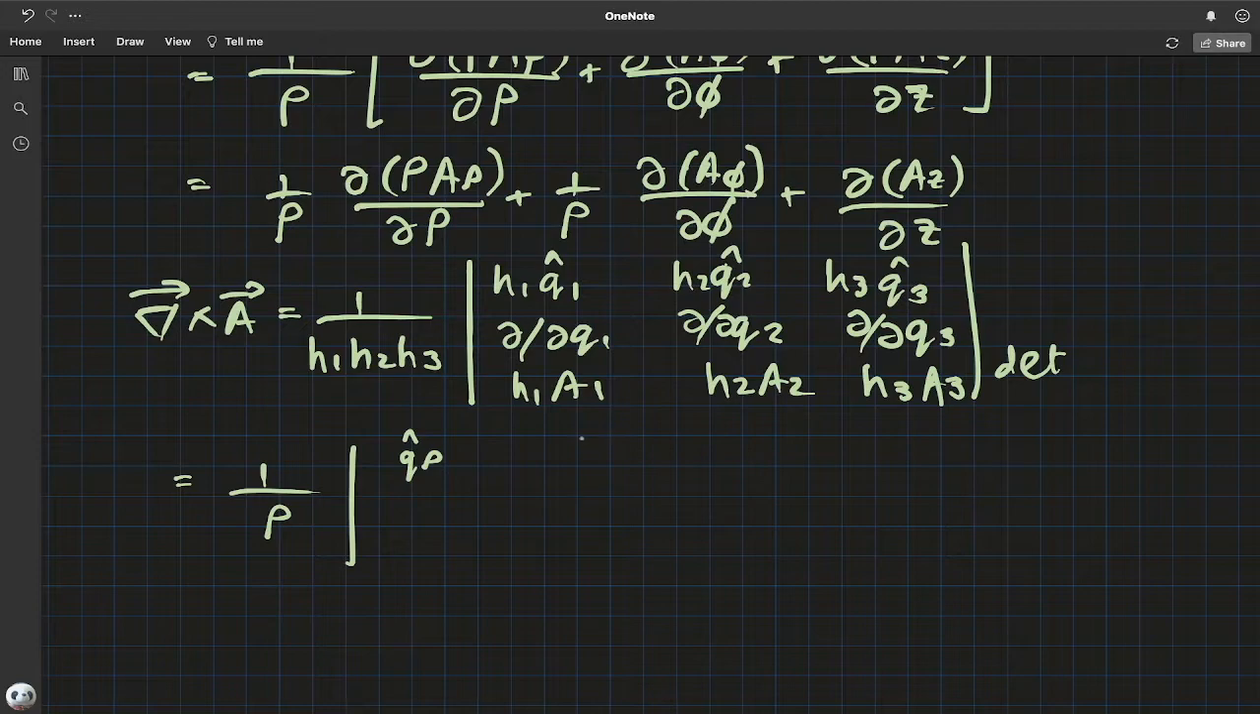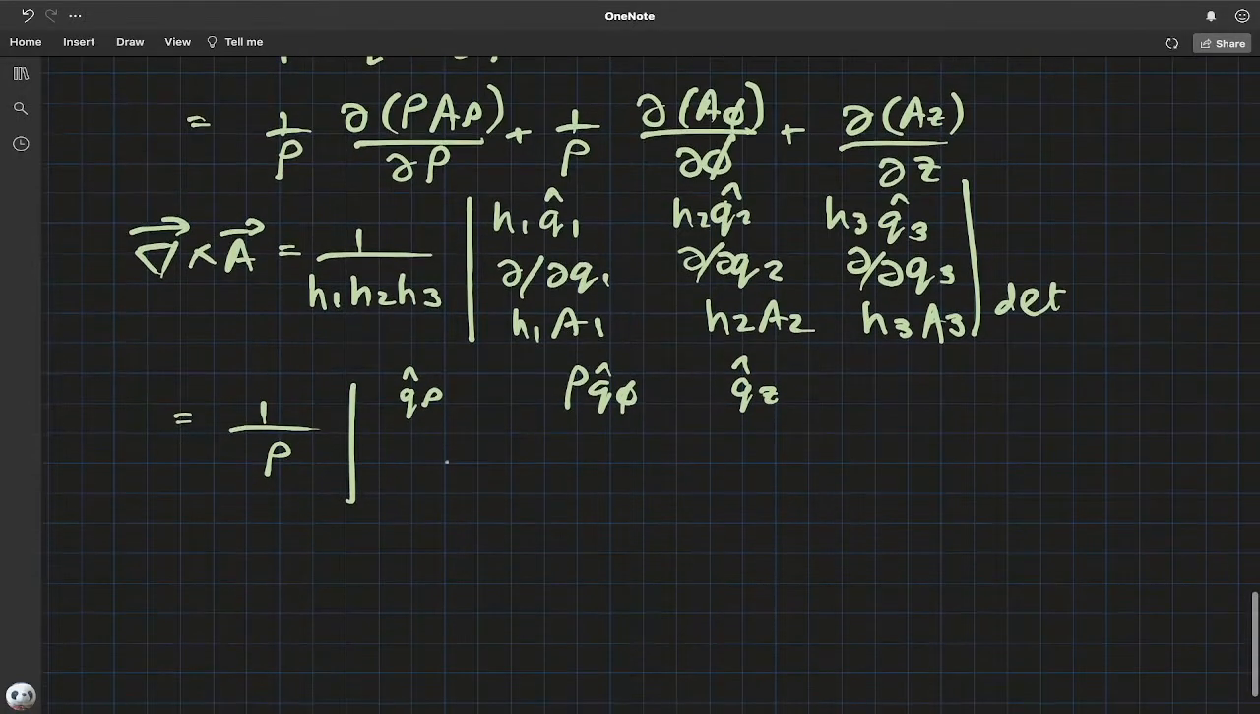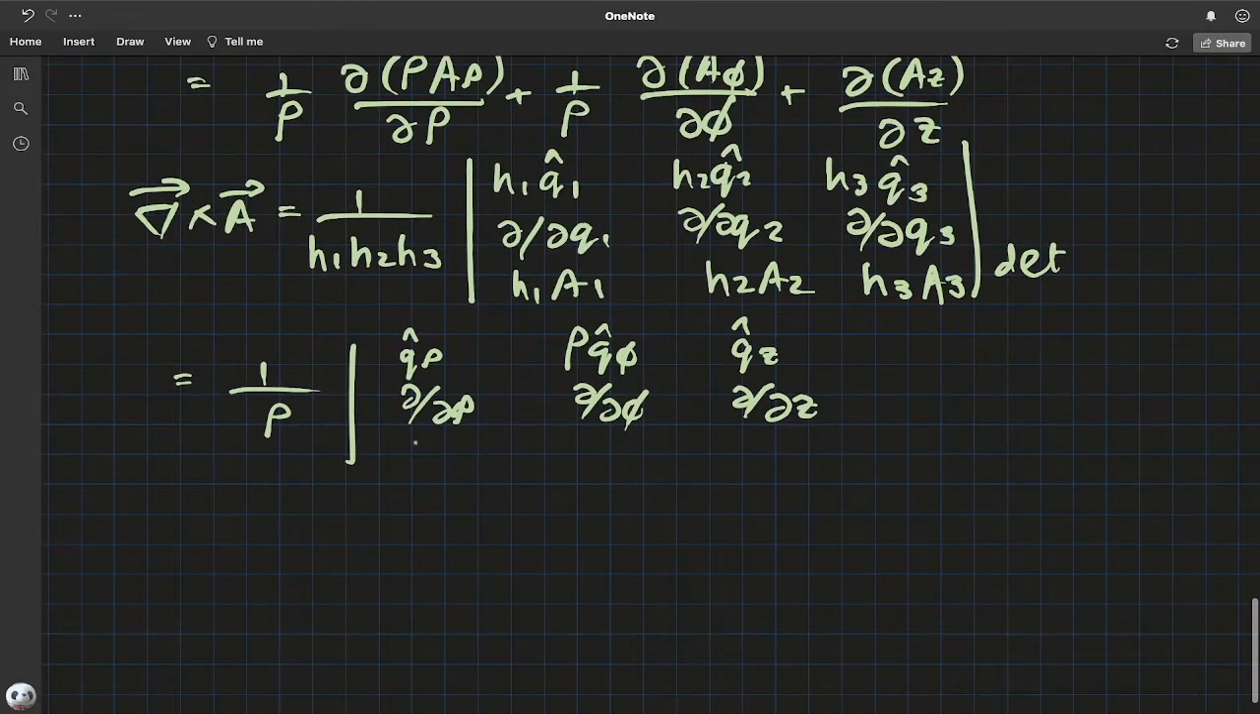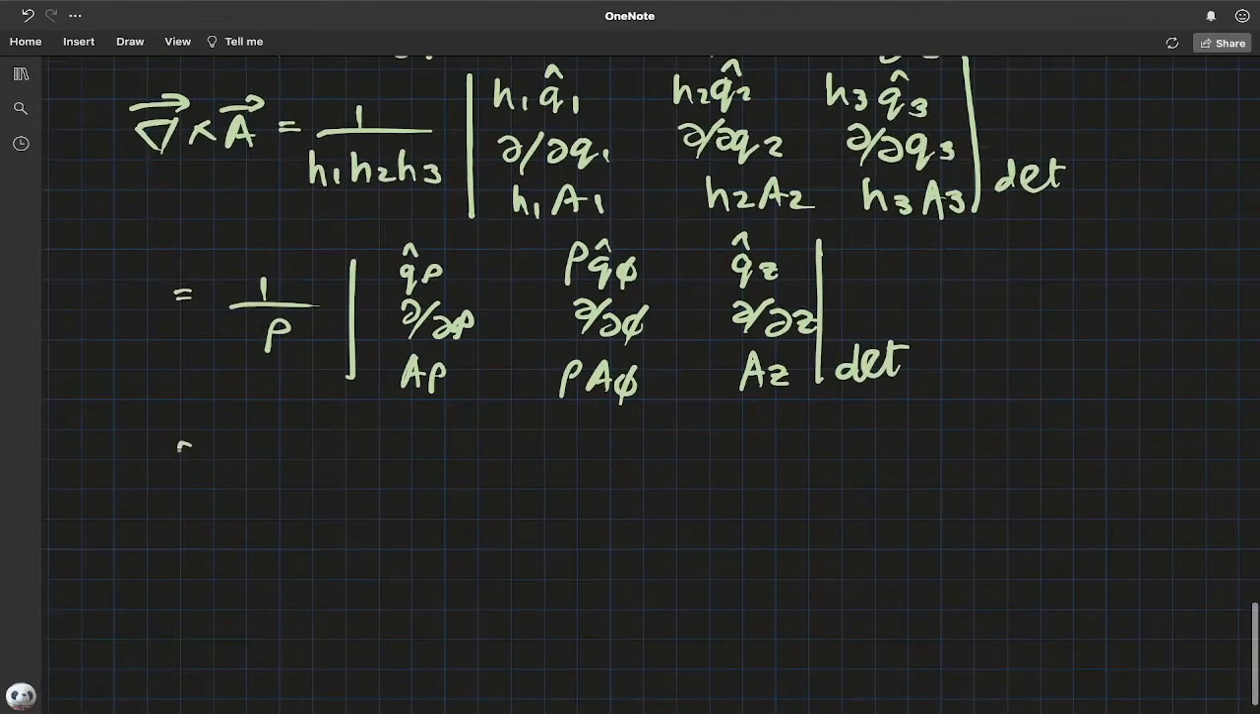The rows are q sub rho hat, rho q sub phi hat, q sub z hat; partial with respect to rho, partial with respect to phi, partial with respect to z; a sub rho, rho a sub phi, a sub z. Take the determinant of this. I'm going to skip all those big calculations.